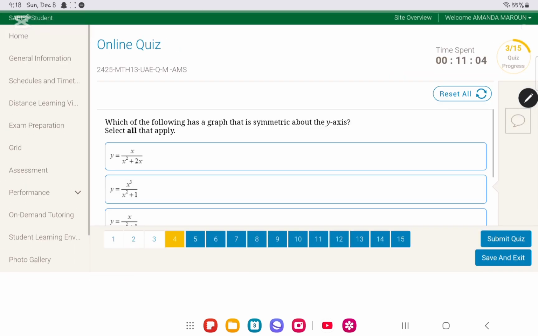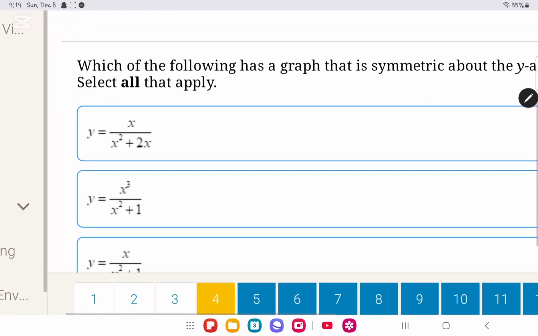If we move on to question number 4, which of the following has a graph that is symmetric about the y-axis? Symmetric about the y-axis means it is even, so we have to look for which one is even. For even, we're going to take, for example, 1 and minus 1. We're going to substitute it, and if it gives us the same answer, then directly we know it is even.